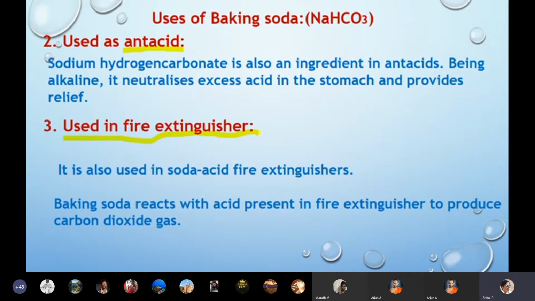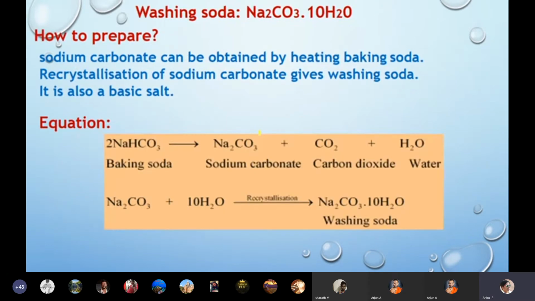The next one, so we have completed the two salts. The first one is bleaching powder, the second one is baking soda, and the third one we are now moving on to is washing soda. This washing soda can be chemically called sodium carbonate. The formula has been written as Na2CO3 dot 10H2O. I think you need to understand what this 10 dot H2O is.